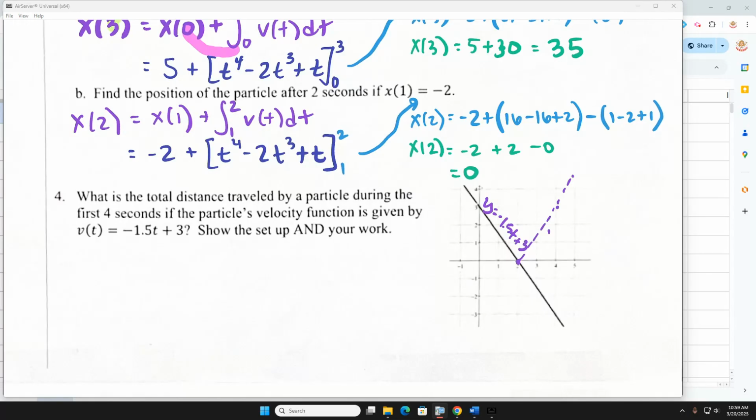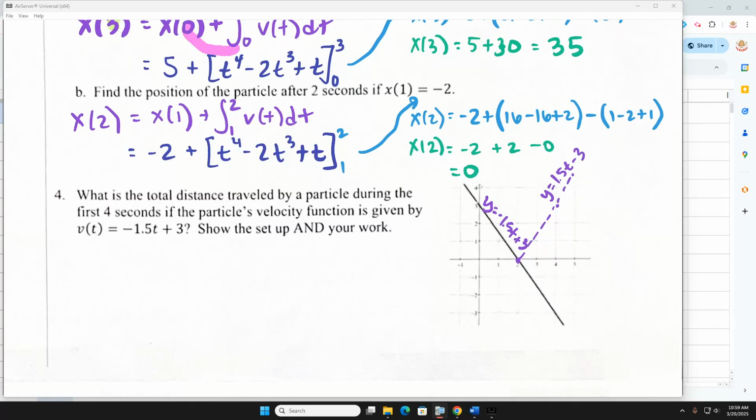This one is y equals, and so that ends up becoming positive 1.5t. And then what do you guys think about the 3? It's -3, yeah. All right, and so what I'm looking for here is this area. Oops, I didn't mean to do that. We're doing 4 seconds? Yeah.